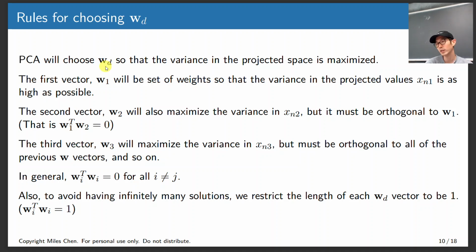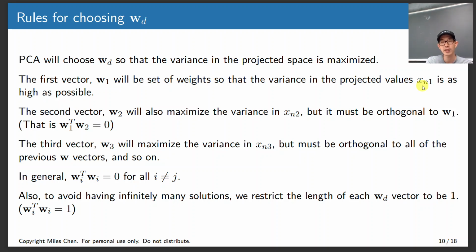And so let's just think about that first vector. We want the weights in that first vector of w so that the resulting projected values, which will be our x1 values, have a variance in x1 that is as high as possible, because we want to maximize the amount of variance captured here.